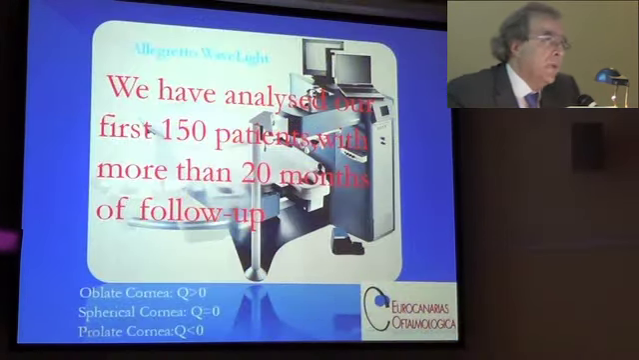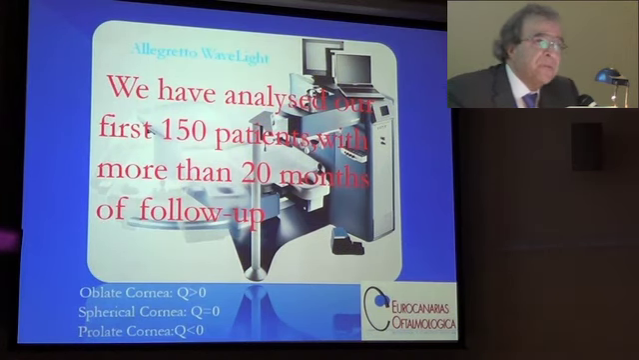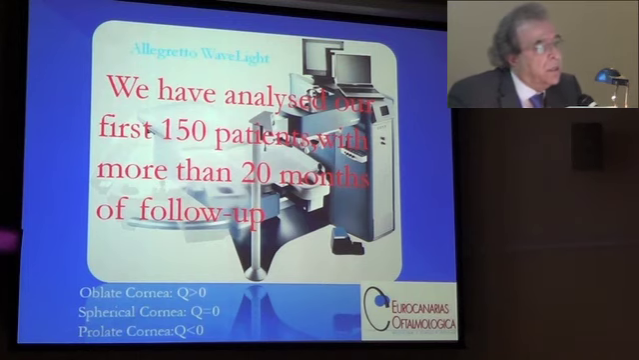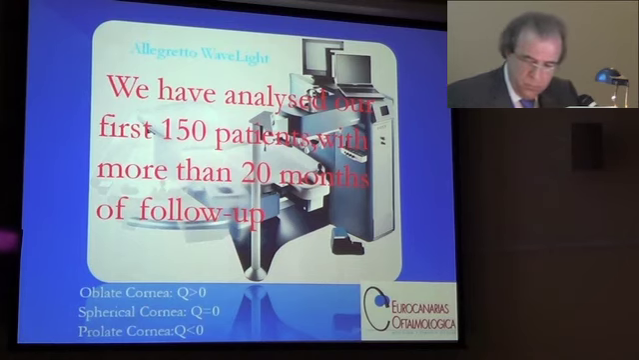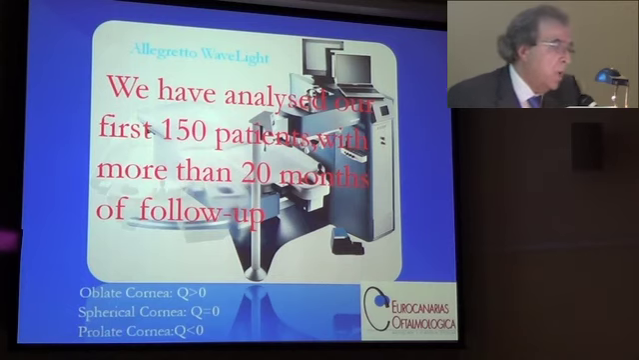After February 2010, I have had the opportunity to operate on more than 500 patients. Today, I have the possibility to present the results we analyzed from our first 150 patients with more than 20 months of follow-up. You know, in our corneas, oblate cornea has Q greater than 0, spherical cornea equals 0, and prolate cornea less than 0.